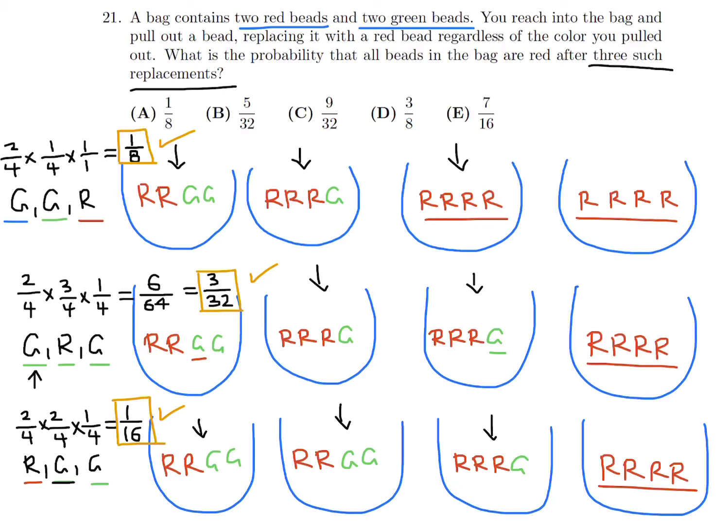You have to add them. These 3 probabilities make up one entire question. They must be added. All right. So you have to add 1 over 8 plus 3 over 32 plus 1 over 16. And when you do, you get a common denominator and you add them all up. You'll get 9 over 32. And therefore, the answer for number 21 is C.